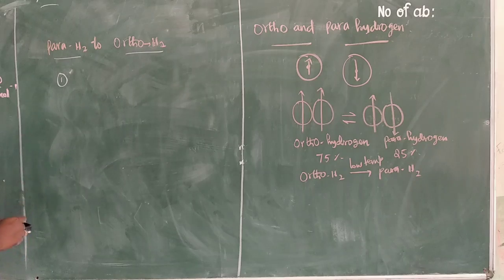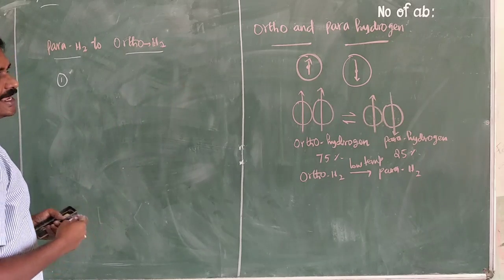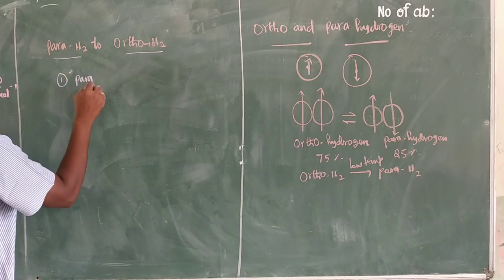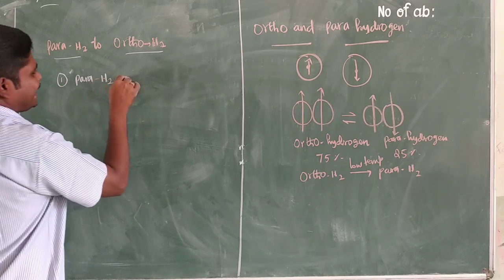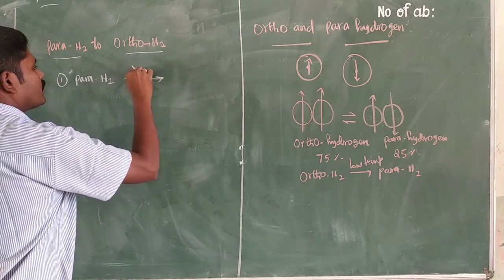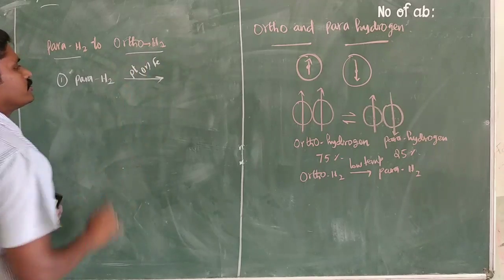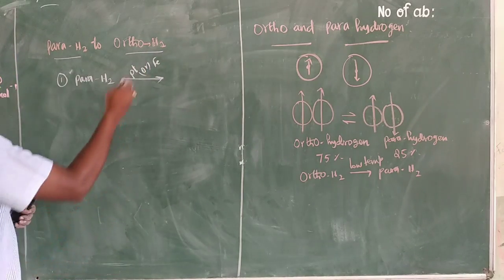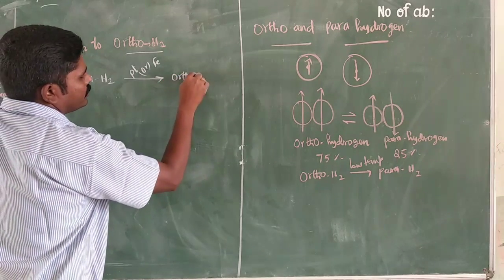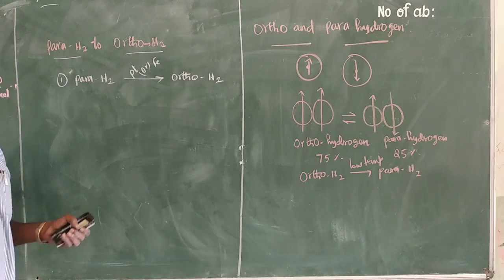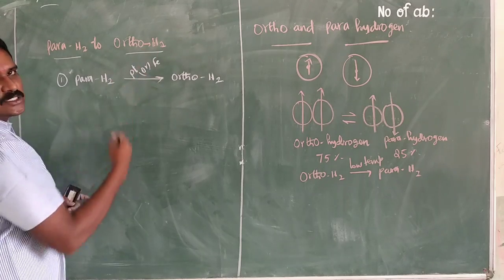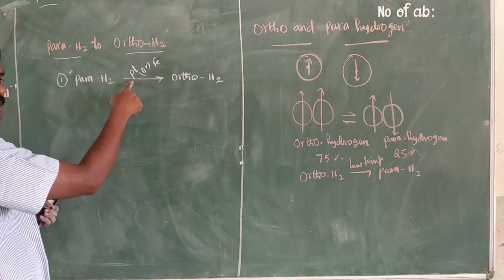In the first method, the catalytic transfer method, para-hydrogen is converted into ortho-hydrogen using a nickel, platinum or iron catalyst.